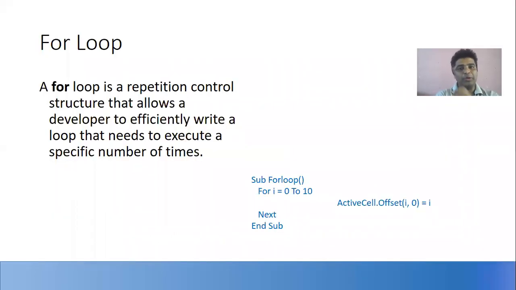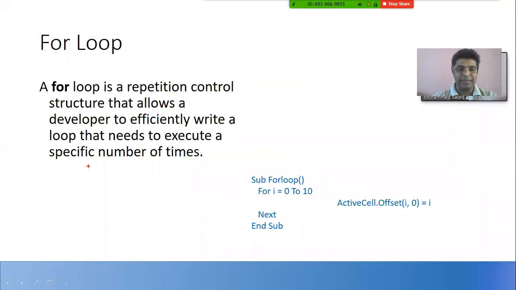When I talk about a for loop, it is a repetitive control structure that allows developers to efficiently write a loop that needs to execute a specific number of times. That means we use the for loop for executing some statement a specific number of times.